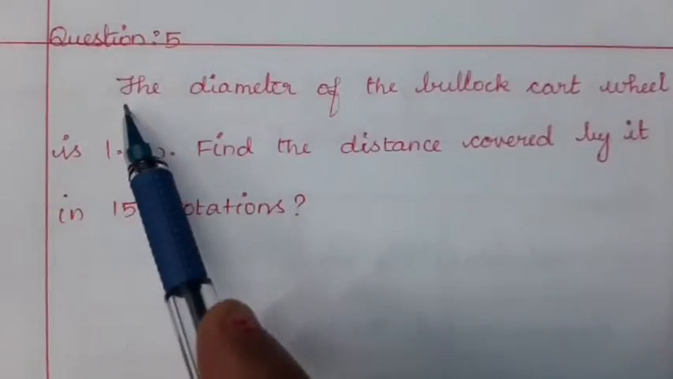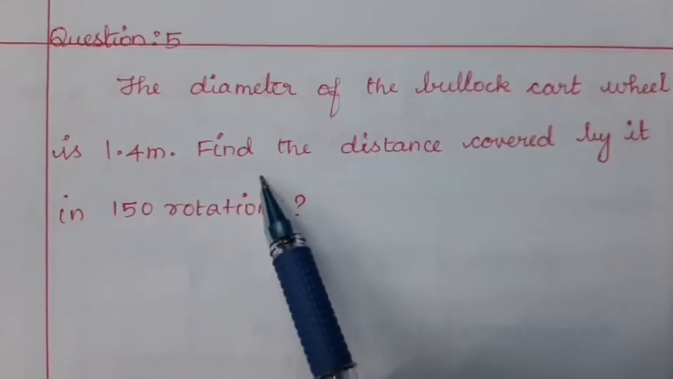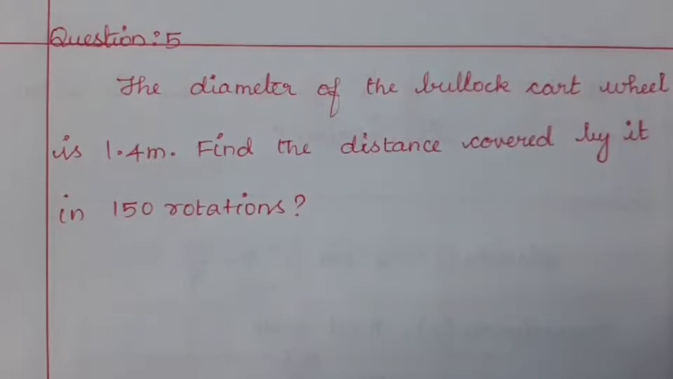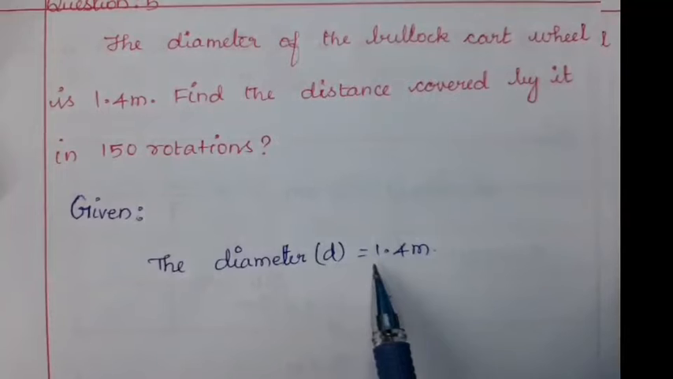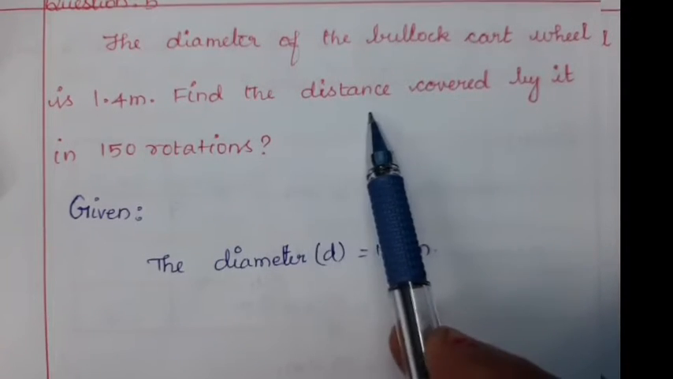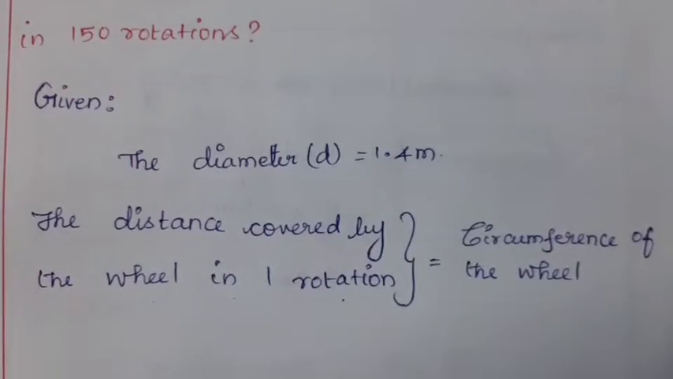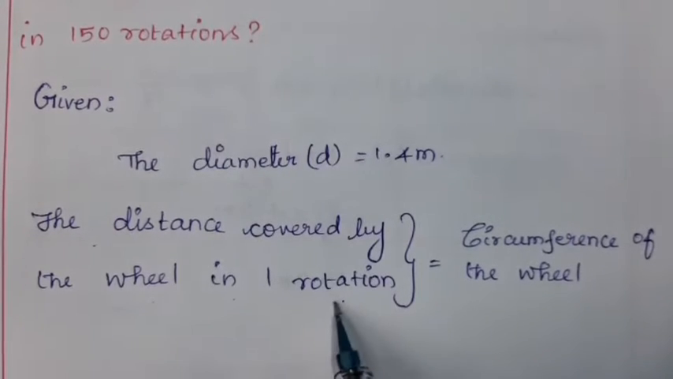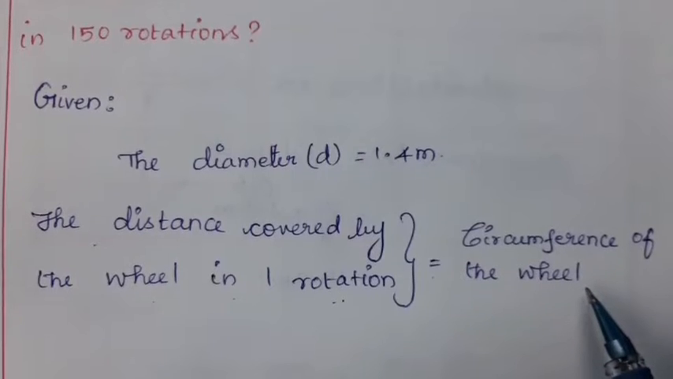Question number 5. The diameter of the bullock cart wheel is 1.4 meter. Find the distance covered by it in 150 rotations. From the question, the given diameter D is equal to 1.4 meter. They are asking us to find the distance covered by it in 150 rotations. Here we should know one thing, that the distance covered by the wheel in one rotation is equal to the circumference of the wheel in one rotation.